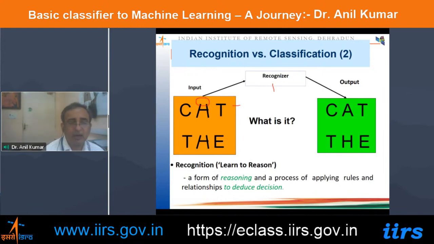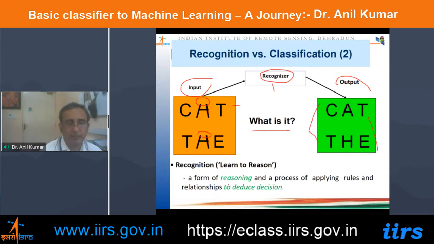In recognition, if you see, recognition means if there is a text here which is incomplete, still the algorithm recognizes what this text is. So what is it? It is basically cat and the. These are the words present in a given text which can be recognized, and this is the input, and here we are getting the output. So here it is a recognizer or recognition problem. It is trying to recognize what is there in the input data.